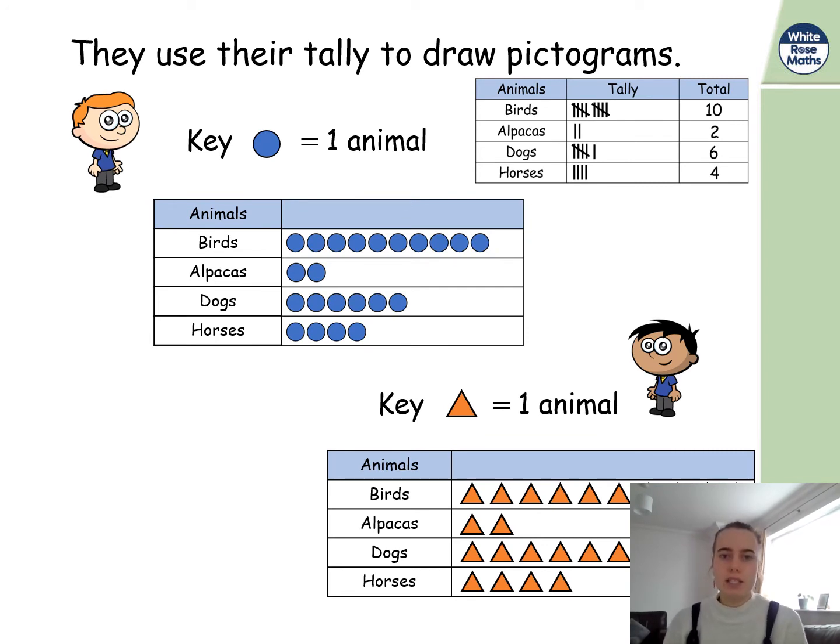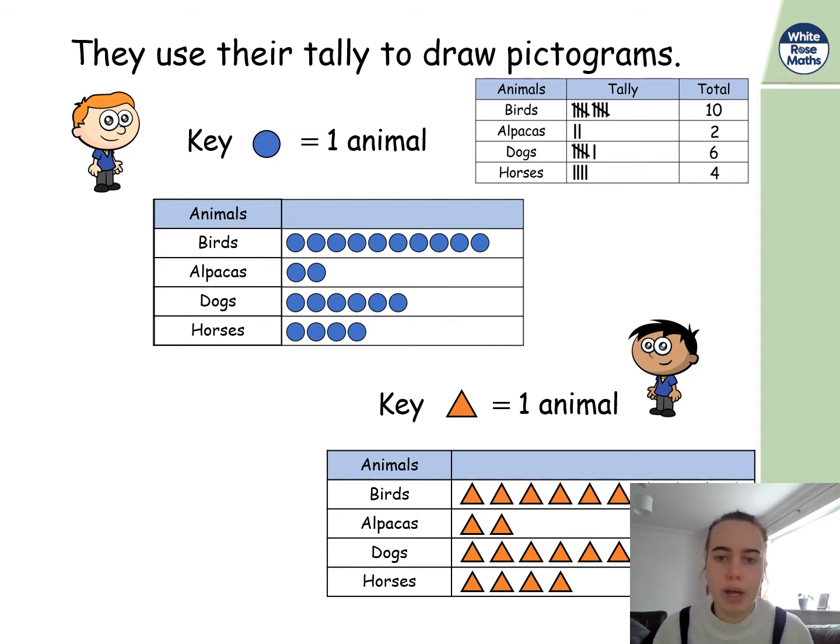So this is where we're going to start looking at pictograms. Now this is where, similar to a tally chart, we use pictures instead. So it could be a circle, it could be a triangle. Sometimes we might use faces. So basically a picture is used instead of a line. So that's why it's called pictograms. So in this first one, we've got a blue circle, and the key tells us that each circle tells us that there was one of that type of animal.